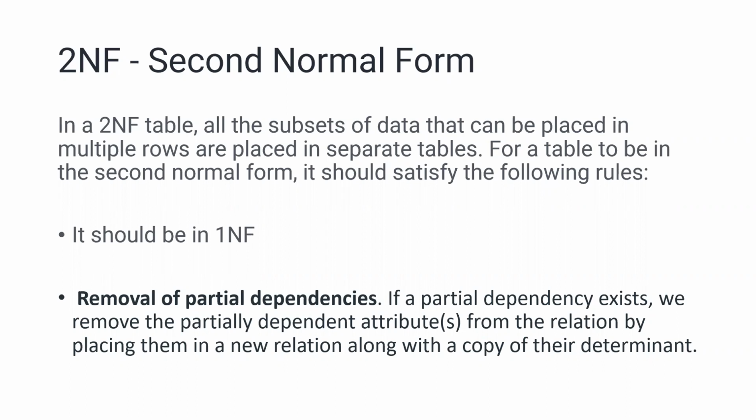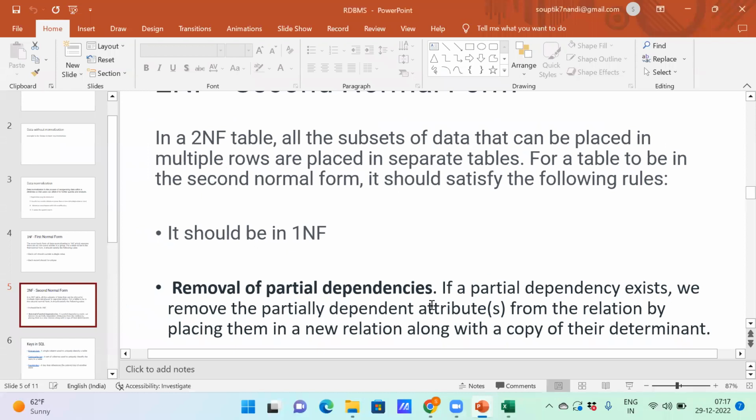For the second normal form, we need to check whether the table is normalized or not. First of all, the prerequisite is that the table should be in 1NF format. And the second one is removal of partial dependencies. This is very important stuff. Let me quickly share an example. What is removal of partial dependencies?